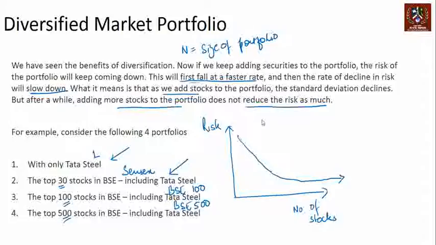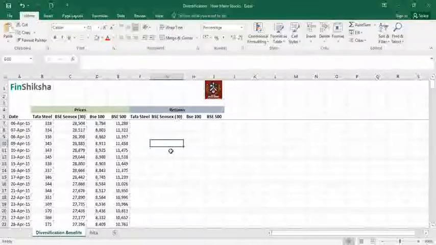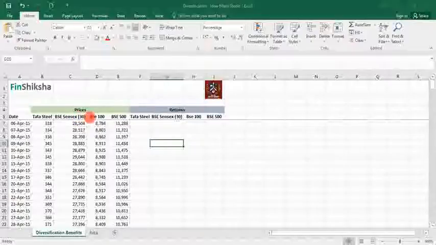For this, we are going to look at data that we have available for the last 1 year. So what are we looking at? We're going to look at data for the last 1 year for the four portfolios. Portfolio 1 including only Tata Steel. Portfolio 2 including BSE Sensex, which is the top 30 stocks, which includes Tata Steel. Portfolio 3 including BSE 100, which is the top 100 stocks. It includes BSE 30 as well as Tata Steel. Portfolio 4, which is BSE 500, which includes 100, 30, and Tata Steel, of course.